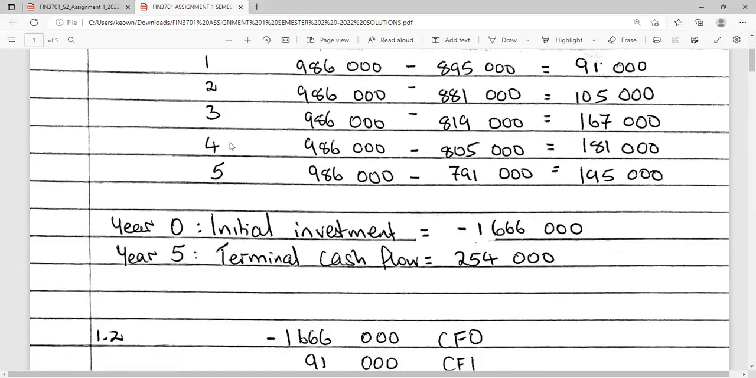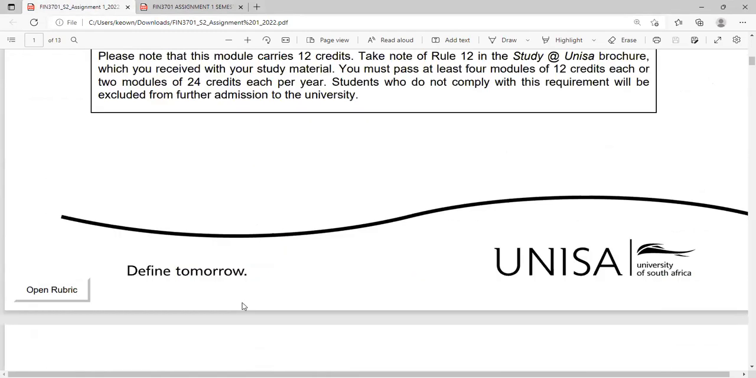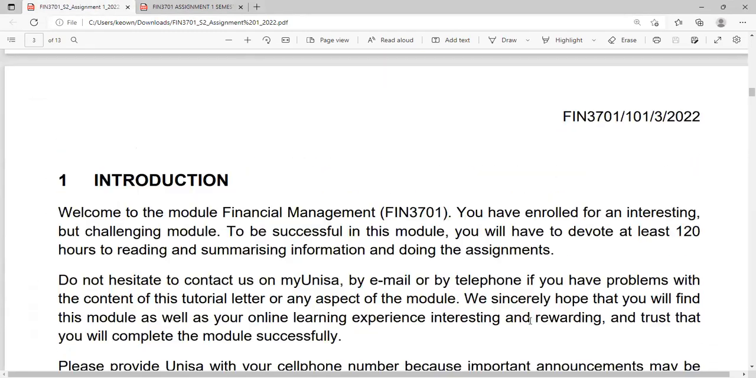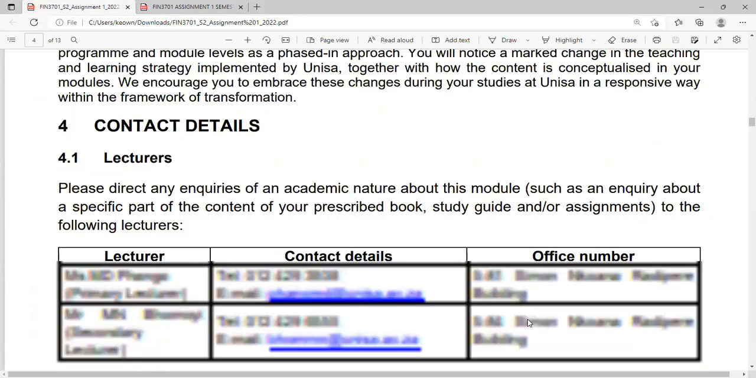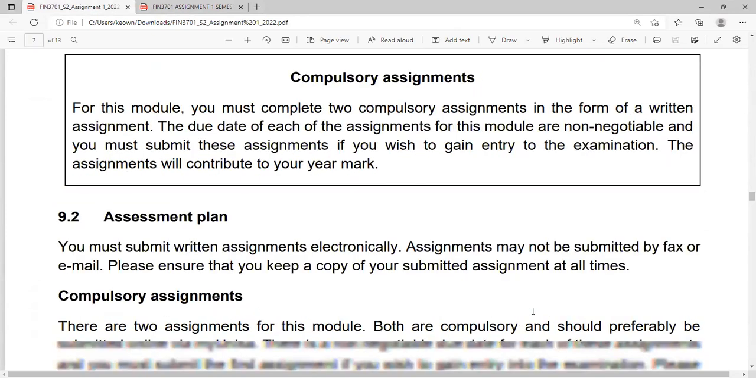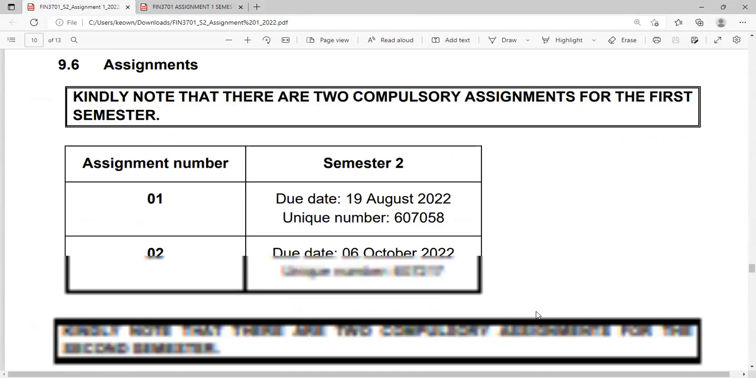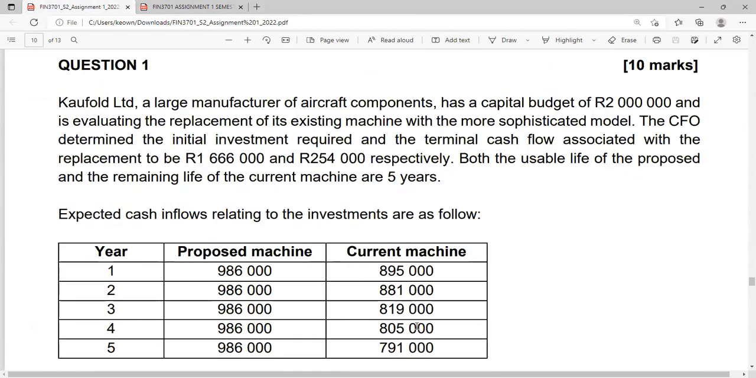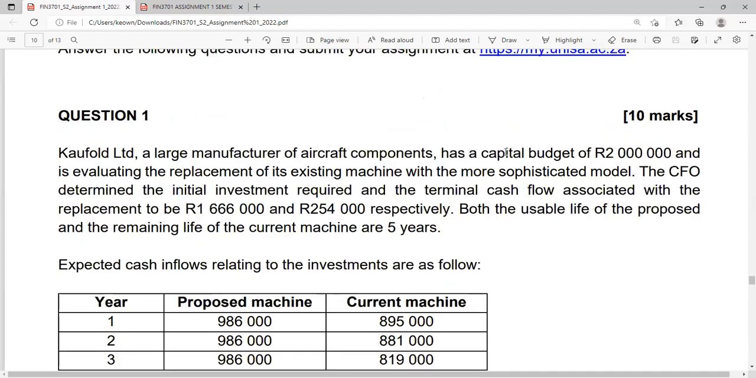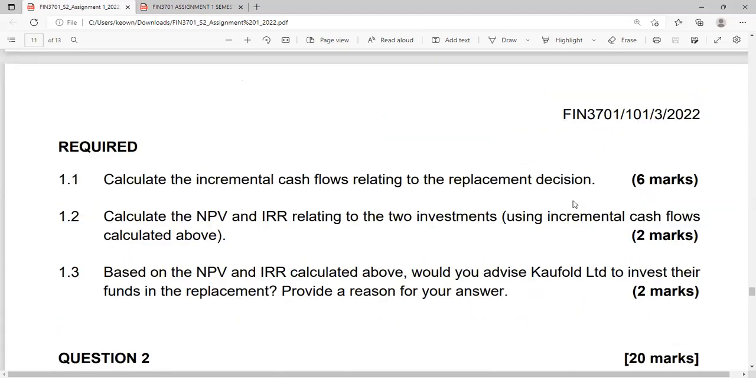So the assignment that we're going to be looking at for semester two, assignment one, consists of three questions, and the questions are mainly covering capital budgeting, cash flows, and capital budgeting techniques. We're given three questions. The first question is a 10-mark question covering capital budgeting cash flows and capital budgeting techniques. So I'm going to take you through this question.